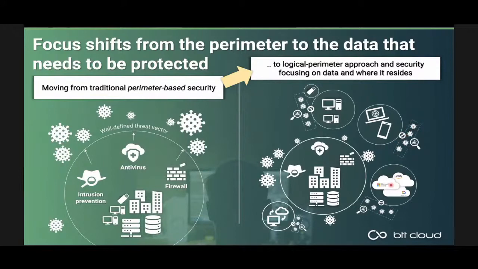We use cloud services. We move our data to the cloud. We also need to understand what threats are there in the cloud services. We need to block them, etc. So basically, the shift is from traditional perimeter-based security to a logical perimeter, which is no longer physical, but a logical, blurred perimeter, and we focus on data, where it is, and how we can secure the data itself.